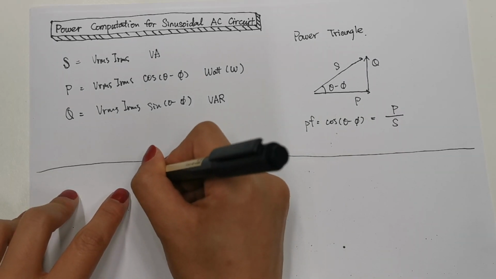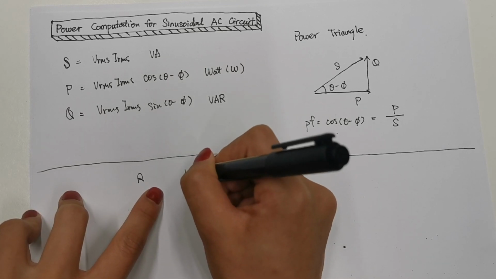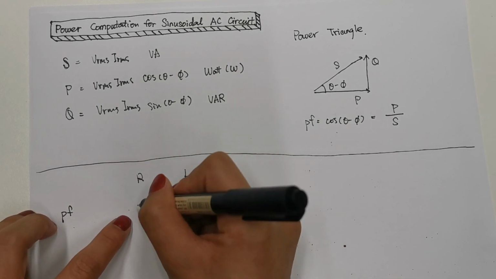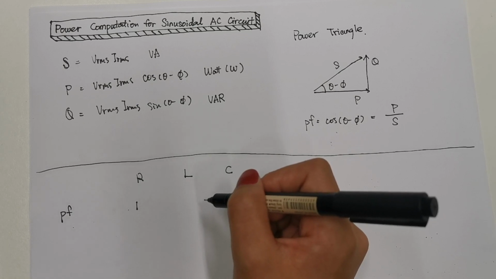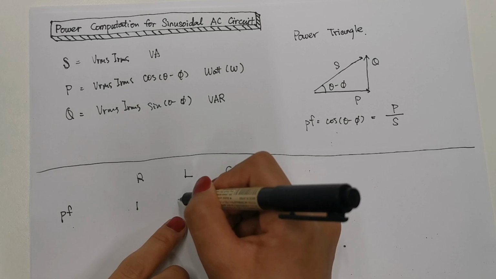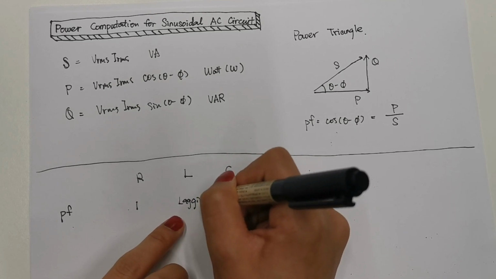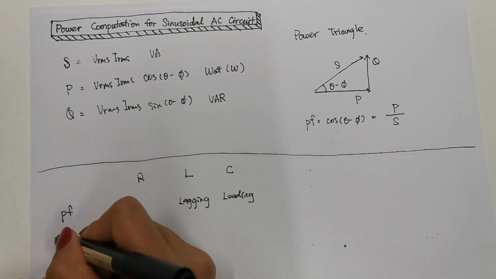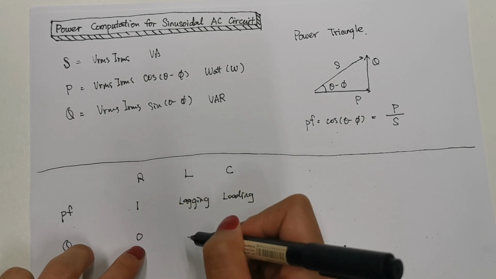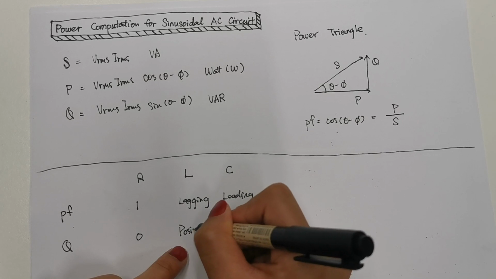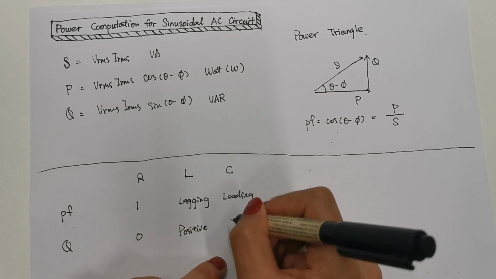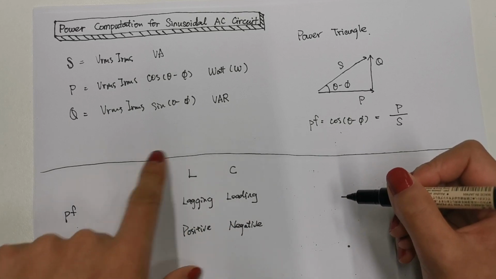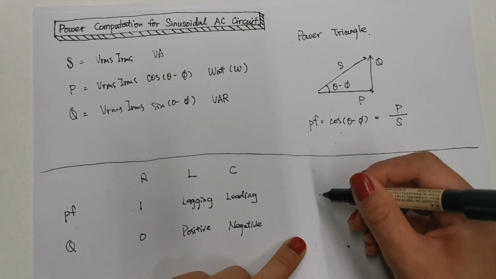We have resistor, inductor, and capacitor. The power factor in a resistor is 1, which means the voltage and current are in the same phase. The inductor will cause lagging, and the capacitor will make leading, which means our reactive power is 0 on a resistor, positive in an inductor, negative in a capacitor.